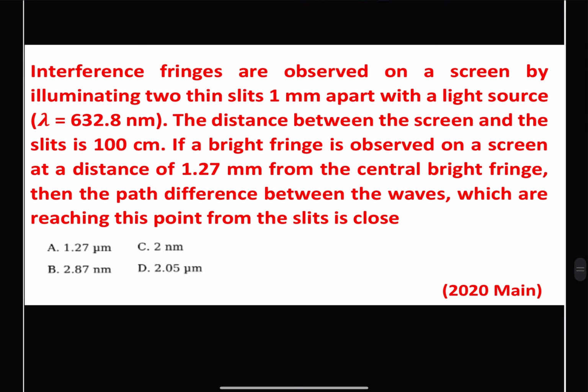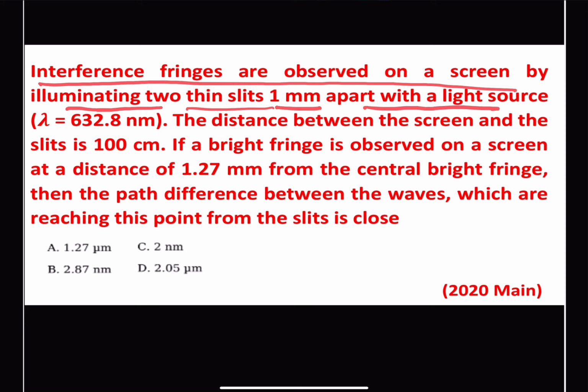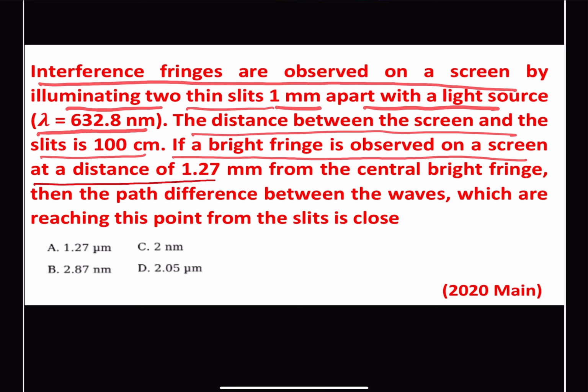Next question. It states that the interference fringes are observed on the screen by illuminating two thin slits 1 millimeter apart with a light source of wavelength lambda 632.8 nanometer. The distance between the screen and the slits is 100 centimeter. If a bright fringe is observed on the screen at a distance of 1.27 millimeter from the central bright fringe, then the path difference between the waves which are reaching this point from the slits is close to.